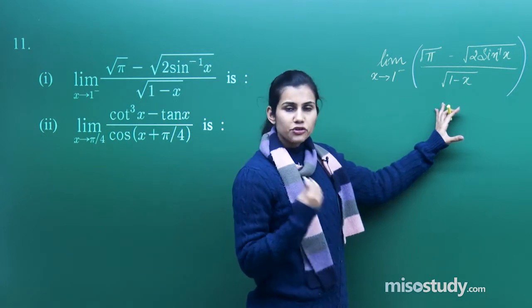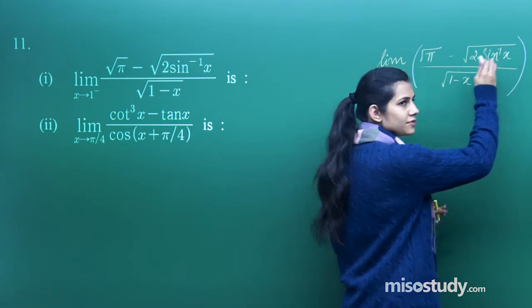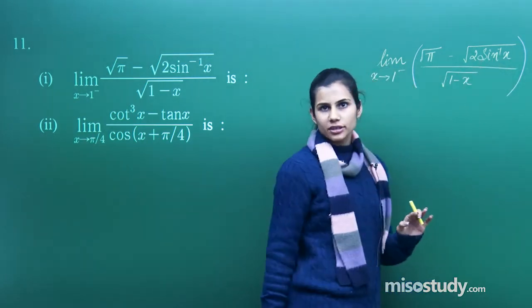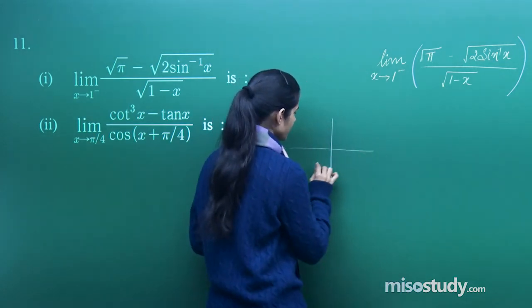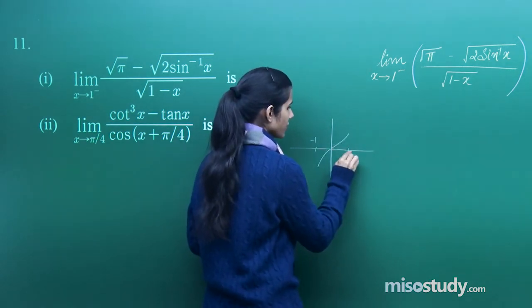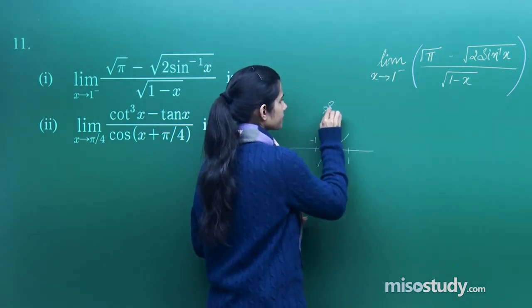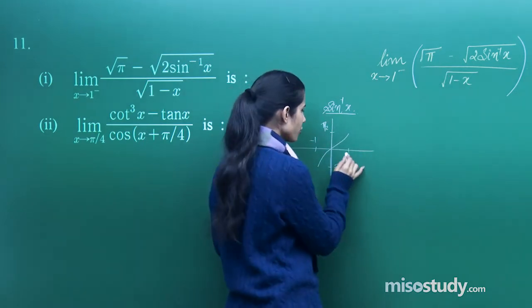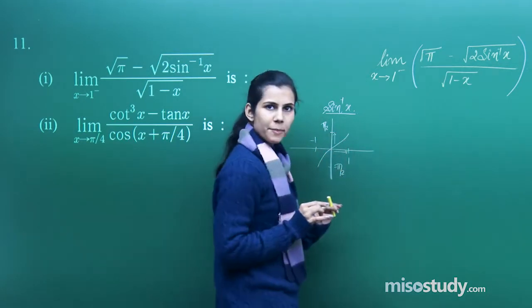Here if you recall the sine inverse graph, as x approaches 1 from the negative, this approaches where? Recall the graph of sine inverse x. It's like this: minus 1, 1, minus pi by 2, pi by 2. If x approaches 1 from the negative, sine inverse x approaches pi by 2.